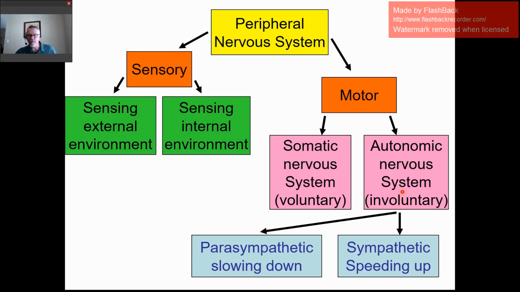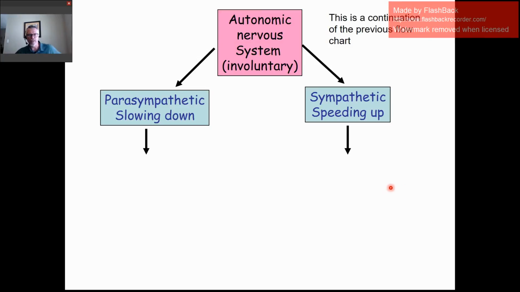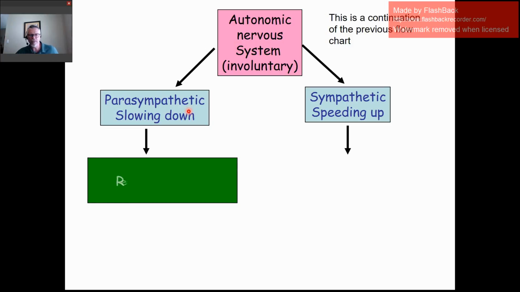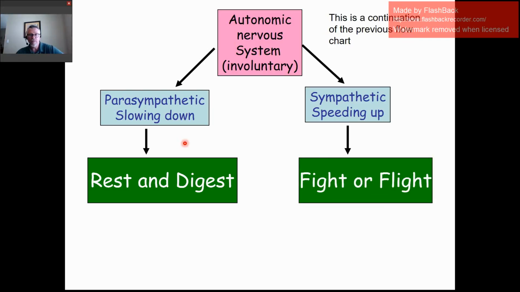All right, so I'm going to move this onto another page so it's a little easier to see. So our autonomic nervous system, this is the involuntary component of the peripheral nervous system. Like we said, parasympathetic or slowing down, sympathetic or speeding up. So our parasympathetic or slowing down, what do I mean when I say that? Well, that means this is associated with things like resting and digesting. All right. So this part of your peripheral nervous system is associated with digesting your food and healing and getting rest and so on. That's your parasympathetic nervous system. The sympathetic nervous system is associated with fight or flight.